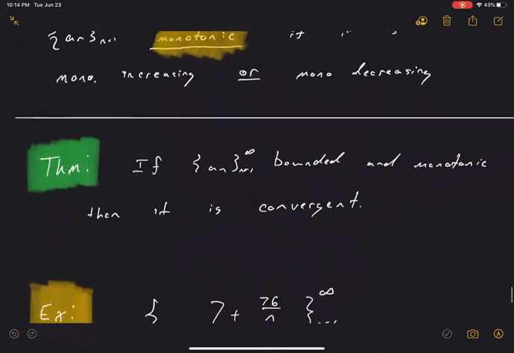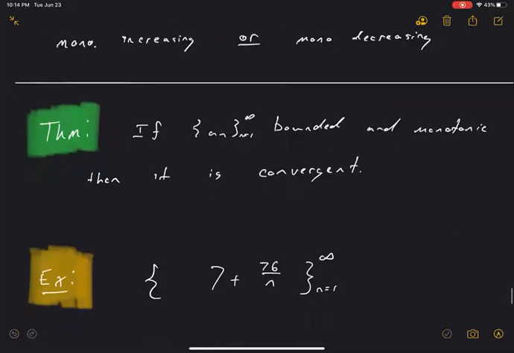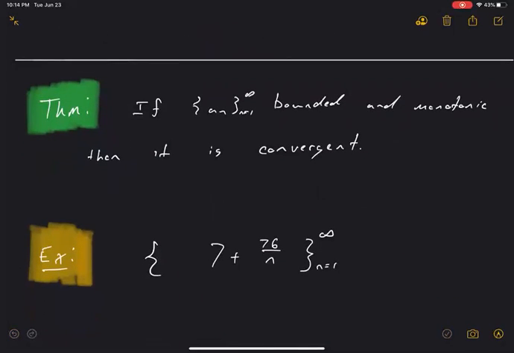Okay, why did I give you all these definitions? If we combine bounded and monotonic, we get a very powerful theorem. I'll show you the way the book states it, and then I'll give you something which I think is better. So the book states, if the sequence a_n is bounded and monotonic, then it is convergent. What does this mean?